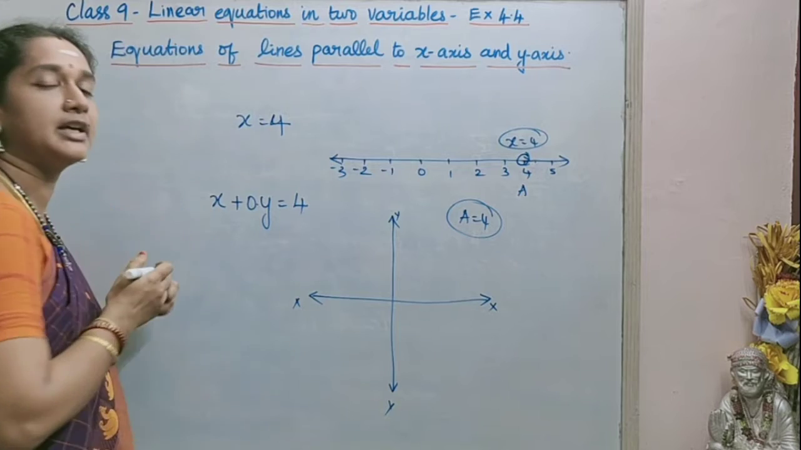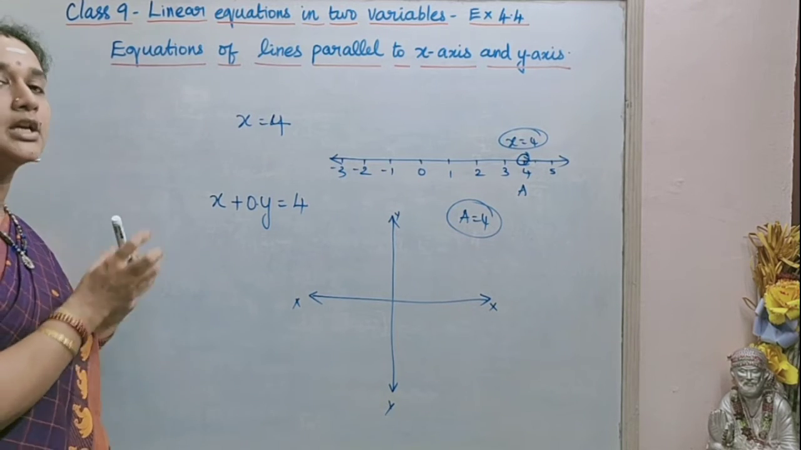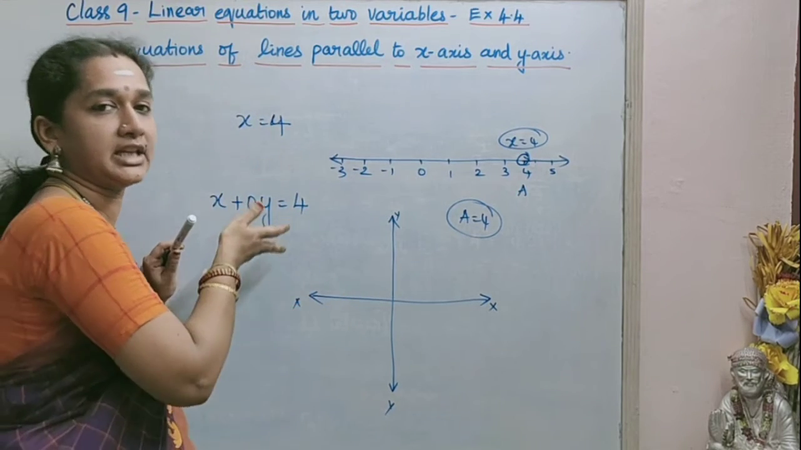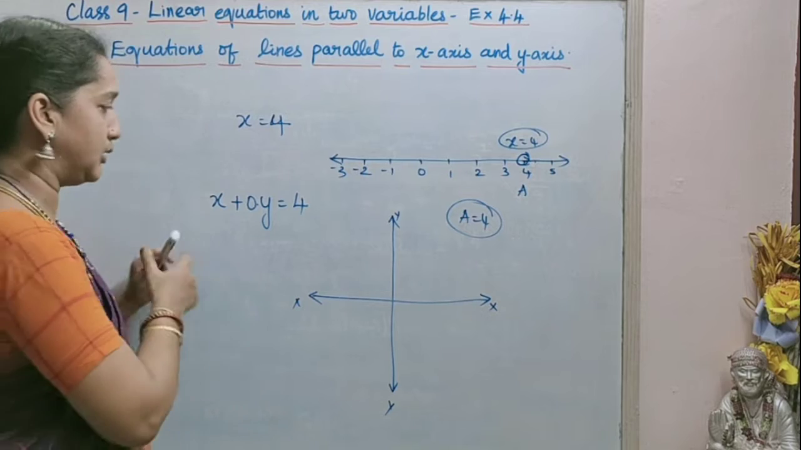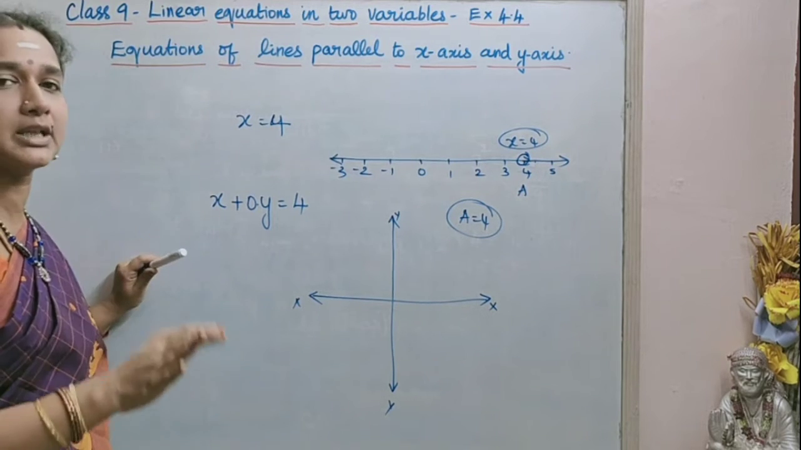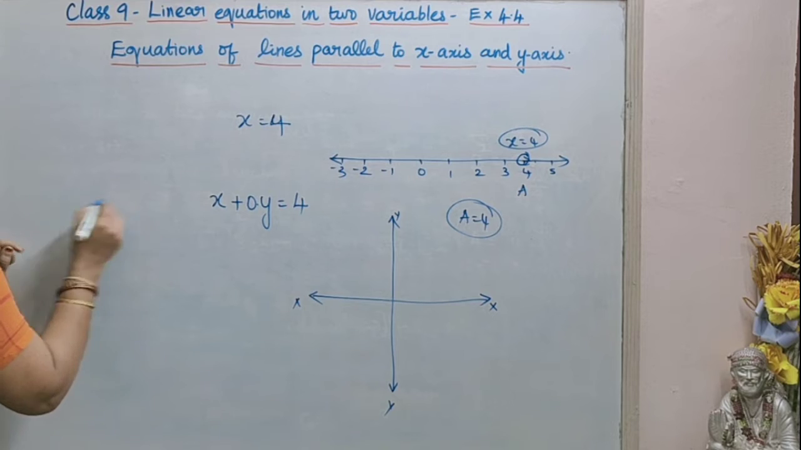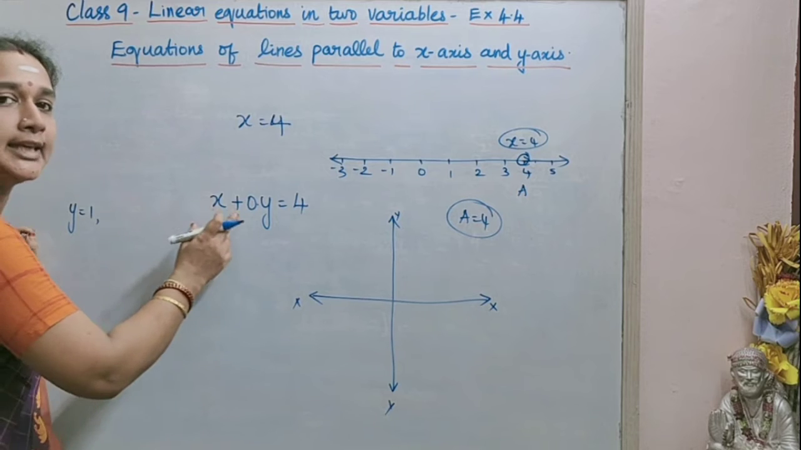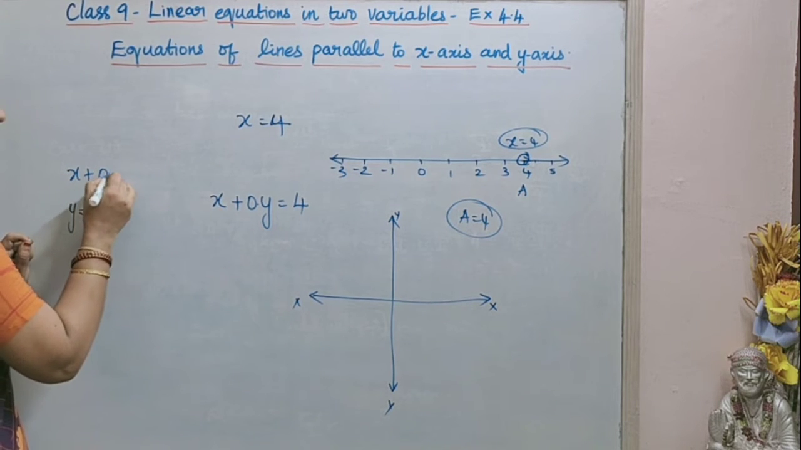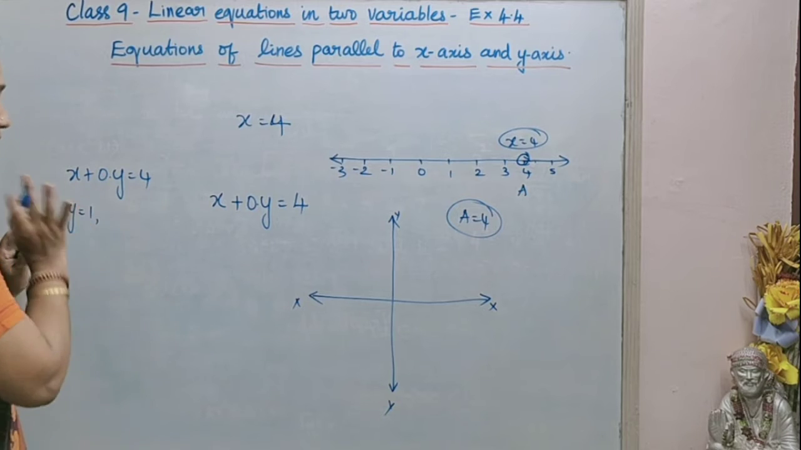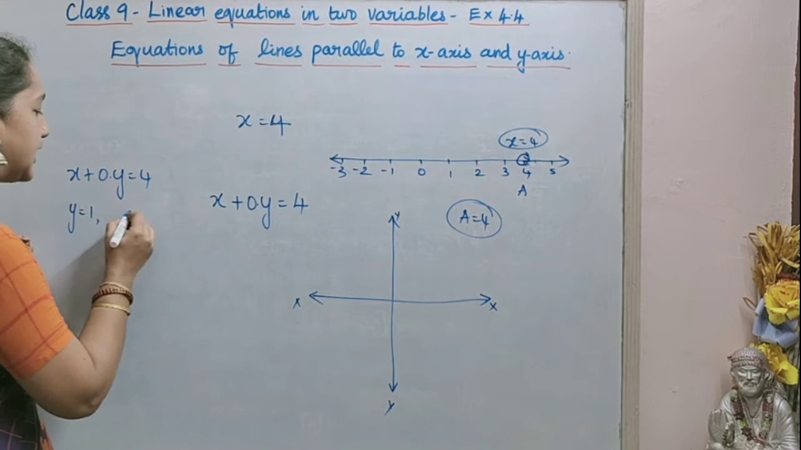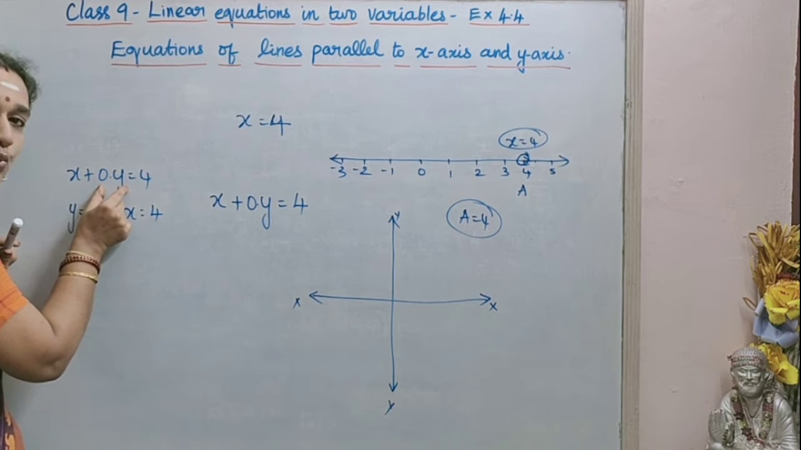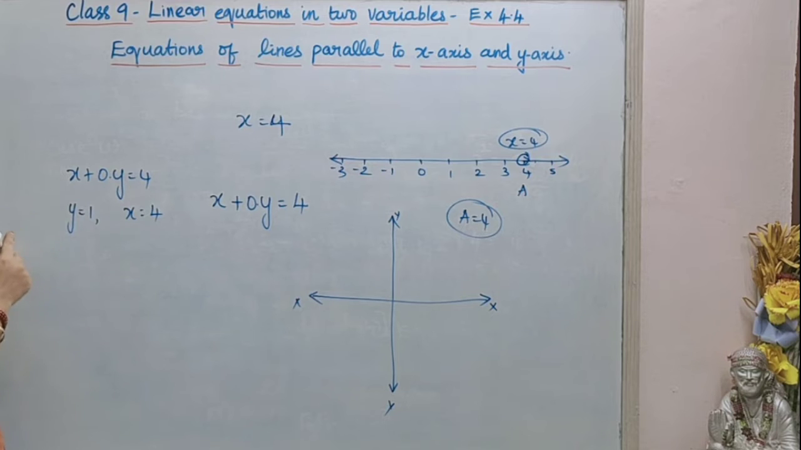If you have a linear equation like this in two variables, how do we find the values? We take some value for y, substitute it in the given equation and find the x value. If we are substituting y value as 1 in the equation x plus 0y is equal to 4, what will I get? I will get x value as 4. If my y value is 1 and I am substituting it here, I will get the x value as 4.